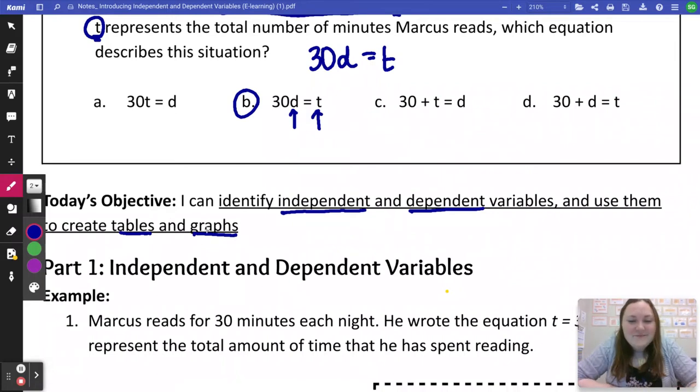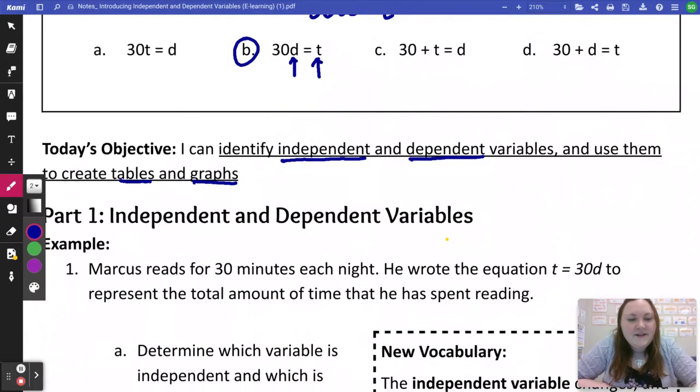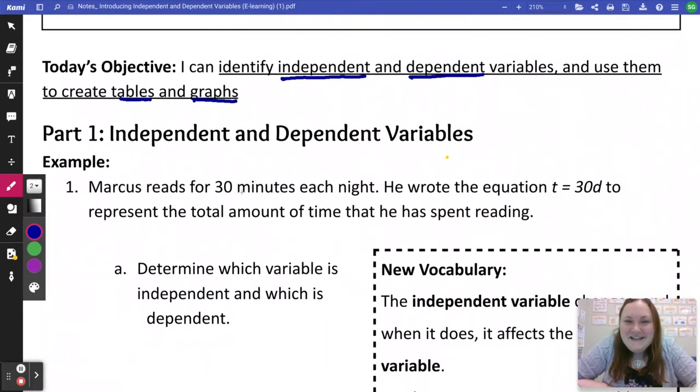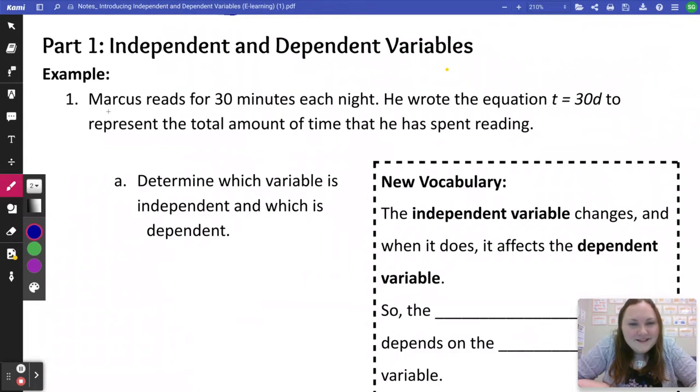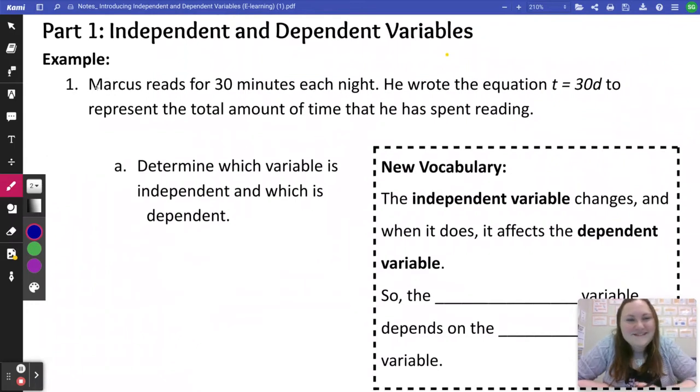To get us started, we said that first thing we're going to be looking at is talking about how you can identify what an independent and what a dependent variable is. So I'm bringing back that same problem from above. We're going to still look at this story about Marcus. And just a reminder, earlier we said Marcus is reading 30 minutes each night. He wrote the equation T equals 30D to represent the total amount of time that he has spent reading. And so that was that equation we had chosen above.